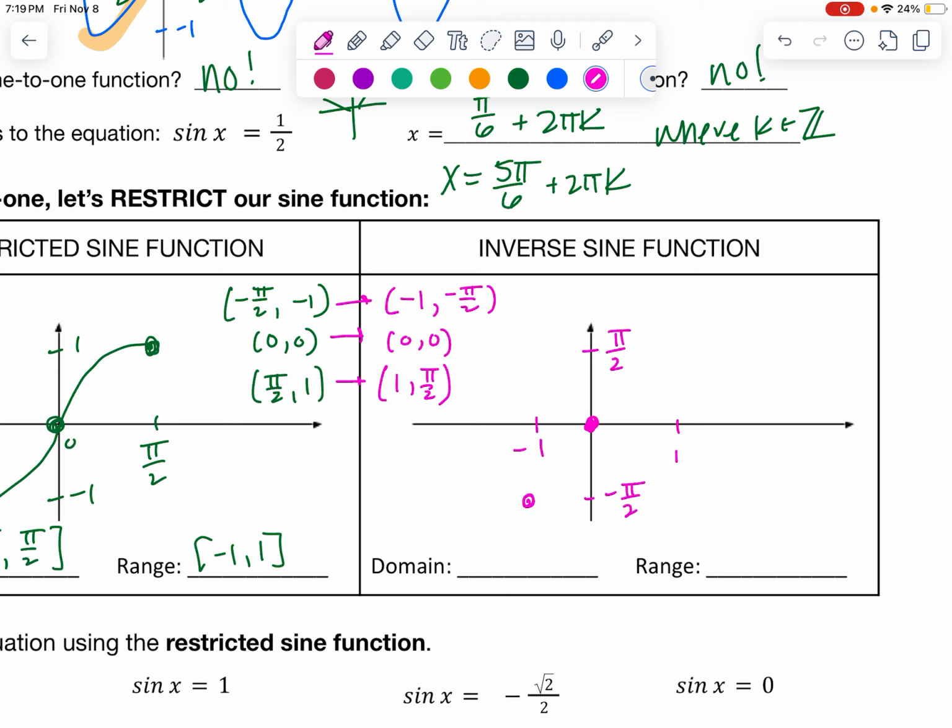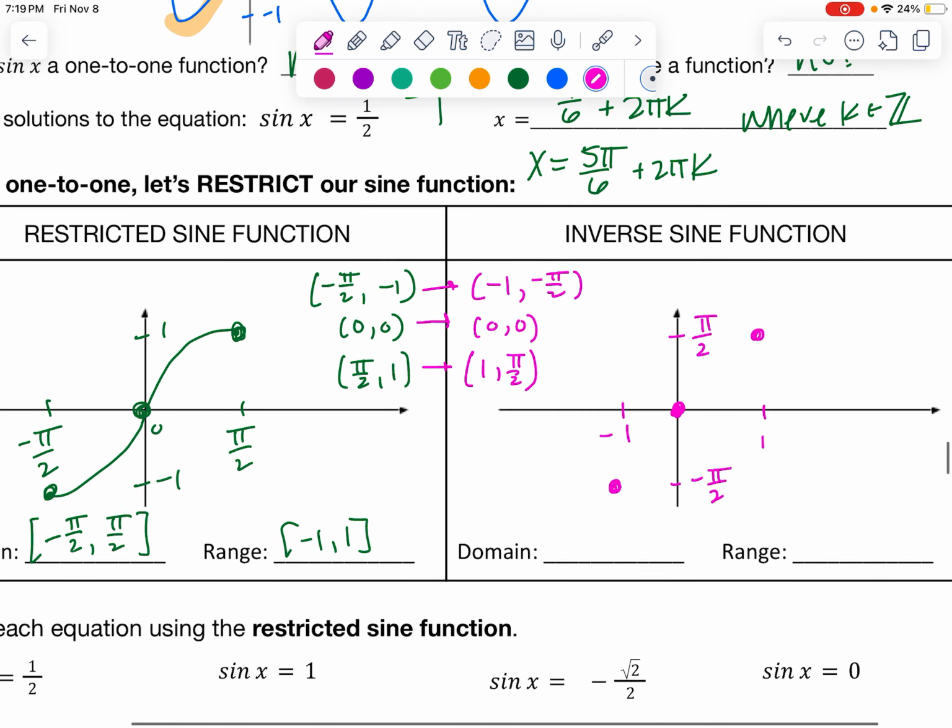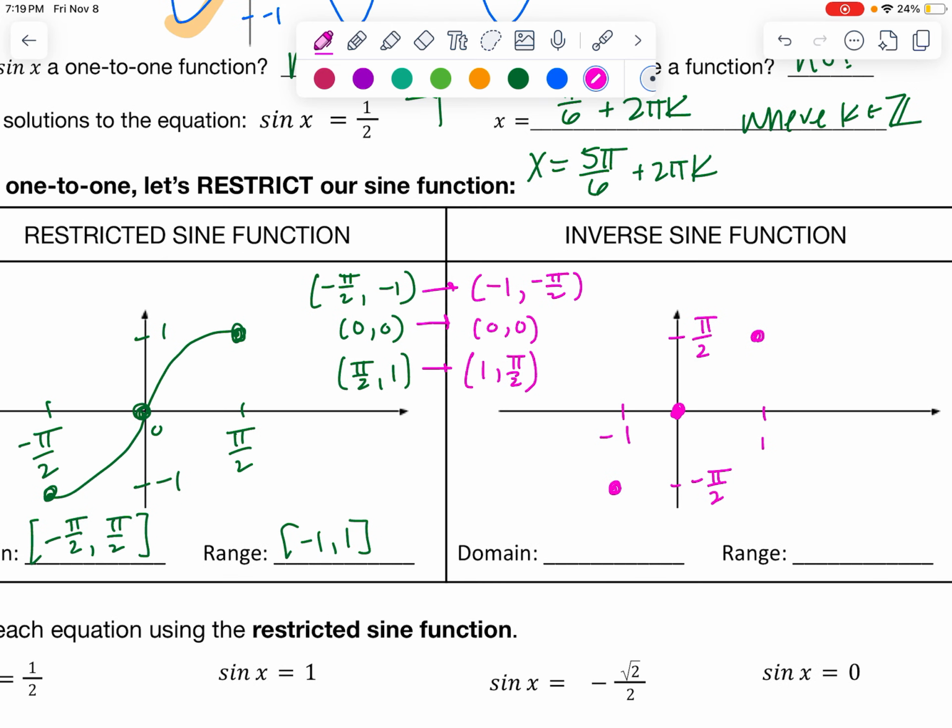Negative 1 goes down to negative pi over 2. 1 goes to pi over 2. Now it is an inverse, so my function, like the curvature, does flip. Instead of starting out down this way, I'm going to go up first and then decrease all the way up to that point of 1, comma pi over 2.